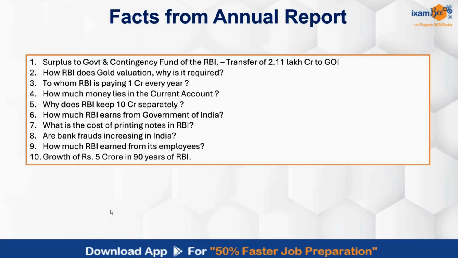So we will be discussing some interesting facts from the annual report, starting with the 2.11 lakh crore historical transfer of surplus by RBI to the government of India, which I'll cover in the next video. And then there are very interesting topics about gold valuation, RBI's payment of 1 crore, money in the current account, and so forth as it unfolds.